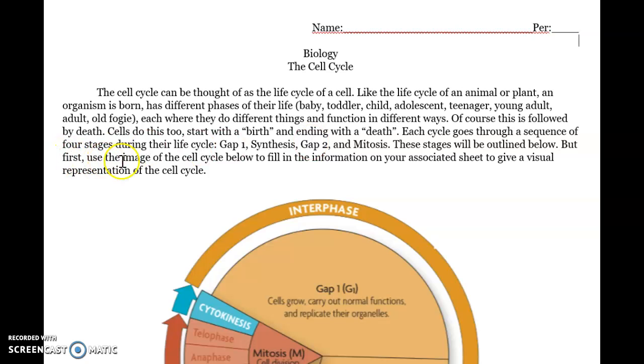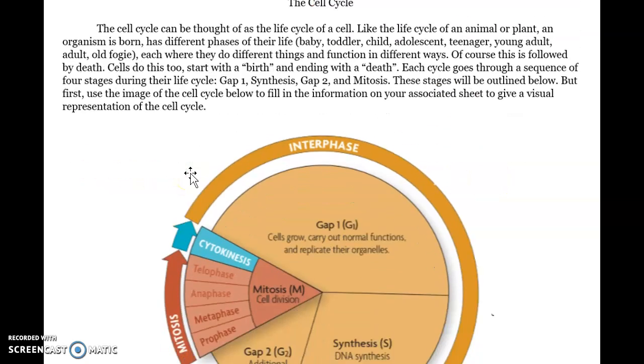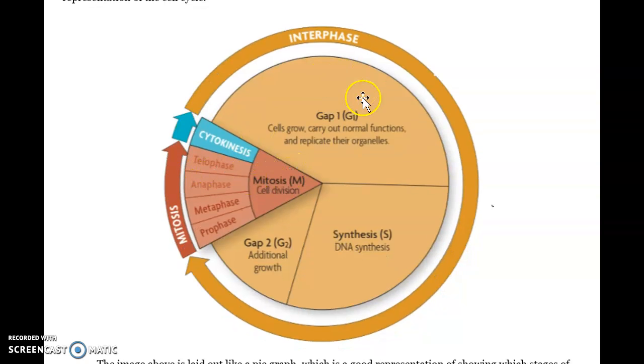But first, use the image of the cell cycle below to fill in the information on your associated worksheet to give a visual representation of the cell cycle. So as we scroll down here, you'll see this and you'll be able to fill this in on your handout. You might want to pause the video, take a moment, get that filled in, and if anything's confusing, let me know.